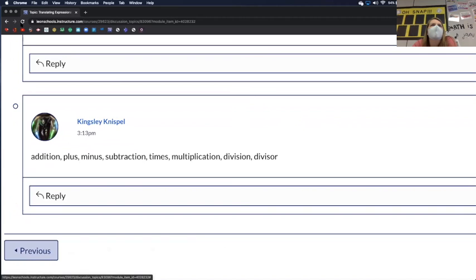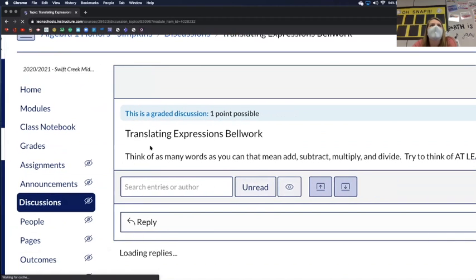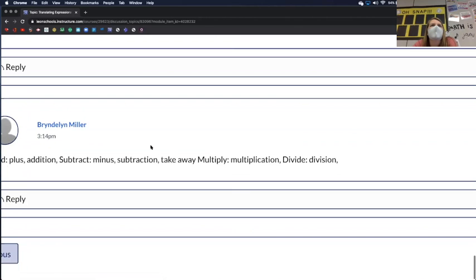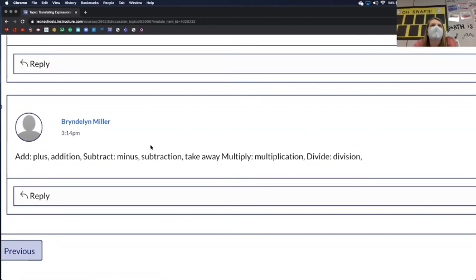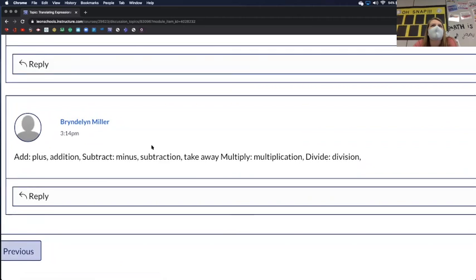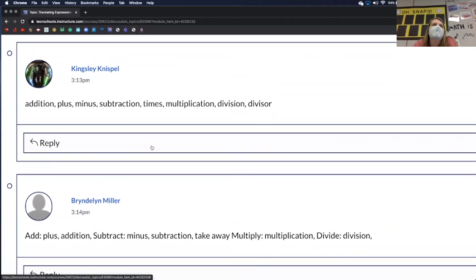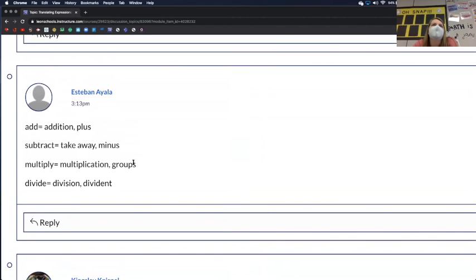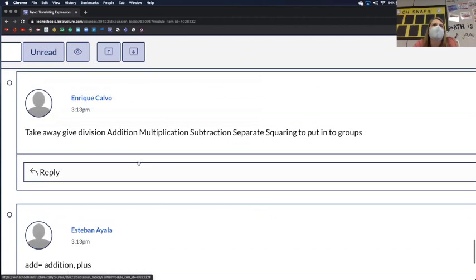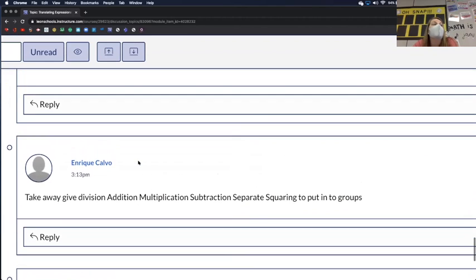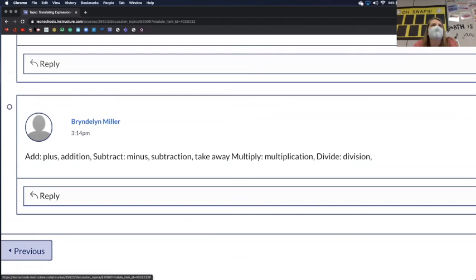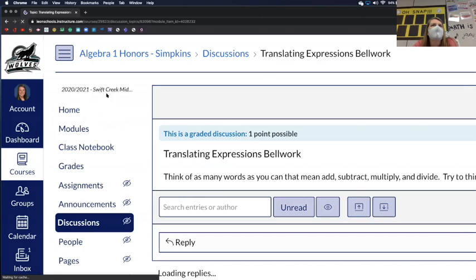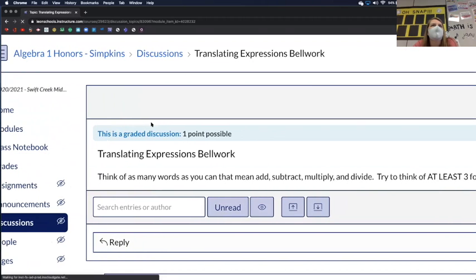Okay, I'll give you a few more minutes. These are just some ideas if you have not submitted yet. Subtraction, take away, multiply, divide, division. Groups, I like that. Take away. Sum, yeah, S-U-M for addition, sum. And also for multiplication, product. Doesn't product mean to multiply?